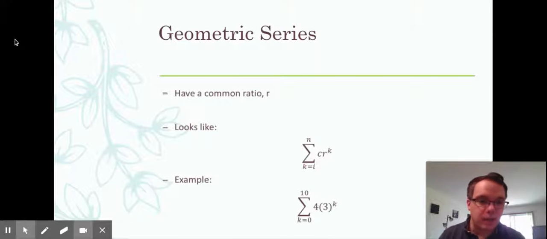A geometric series, on the other hand, remember though, we are multiplying the same number. So again, I'm going to pause so you can write this in your notebook, and when you are done, go ahead and hit play again.